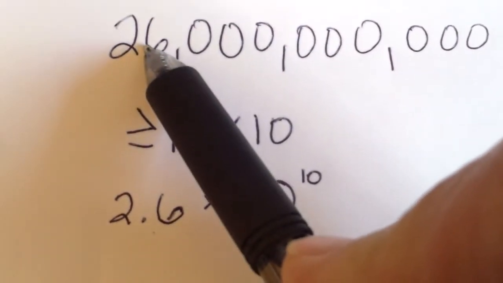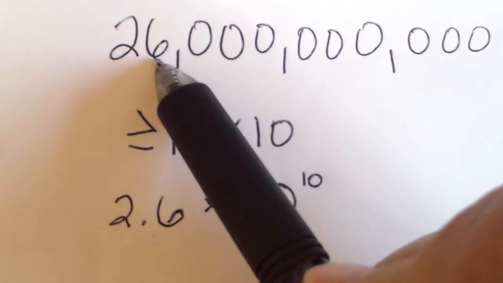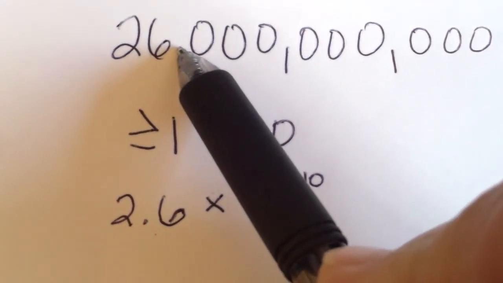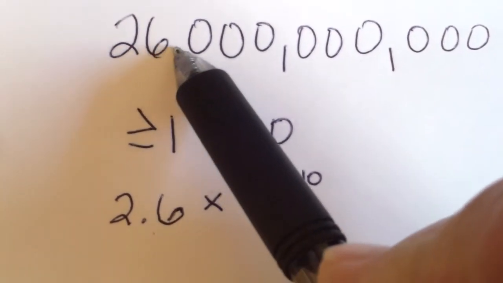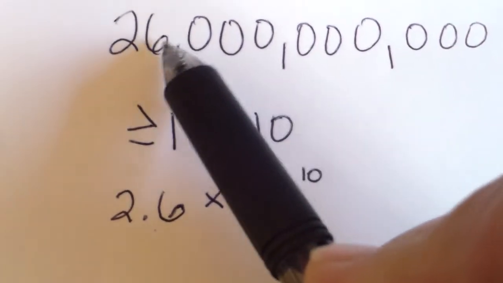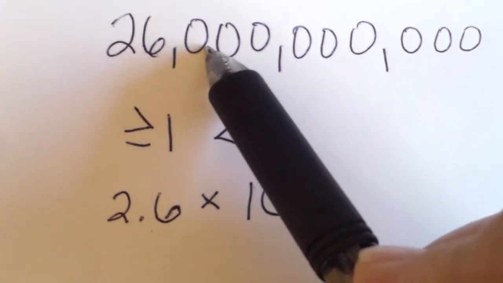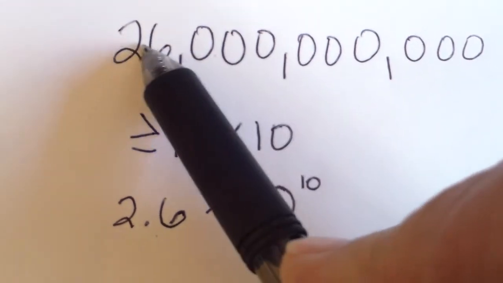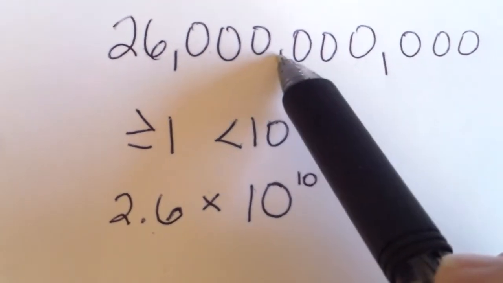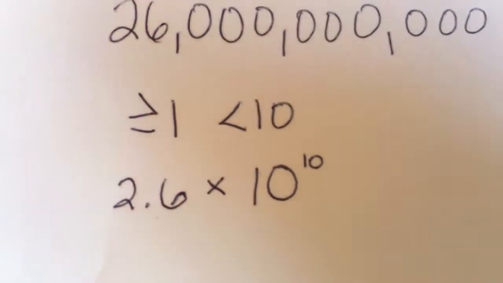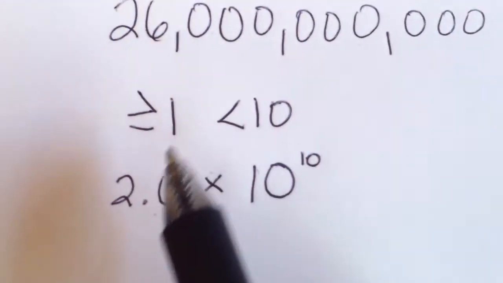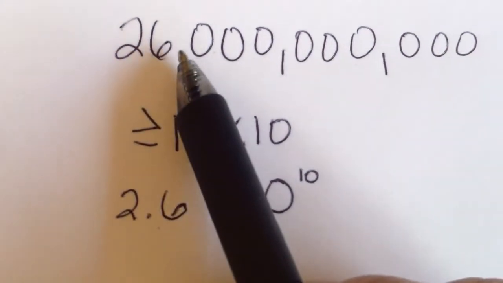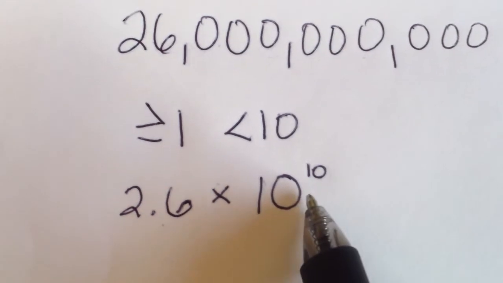Every time I move my decimal one place to the right, the number gets 10 times bigger. If I move it twice, my number gets 100 times bigger. 3 times, it gets 1,000 times bigger. 4 times, it gets 10,000 times bigger, etc. So this number is actually 2.6 times 10 to the 10th power.